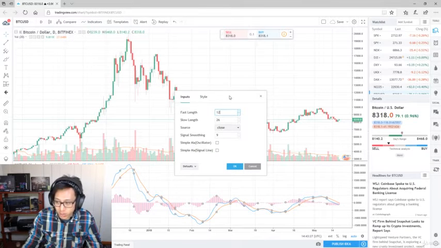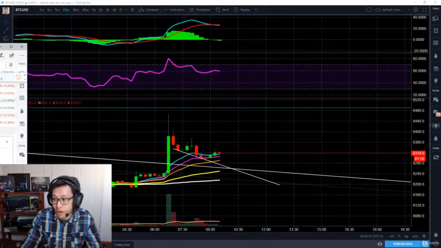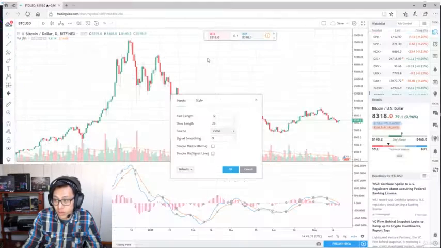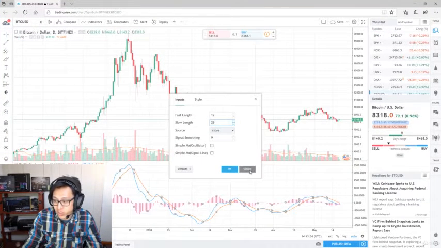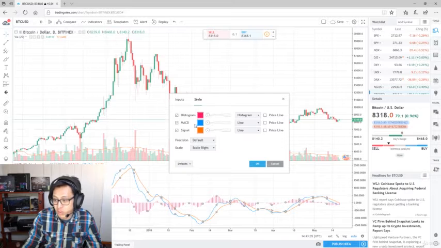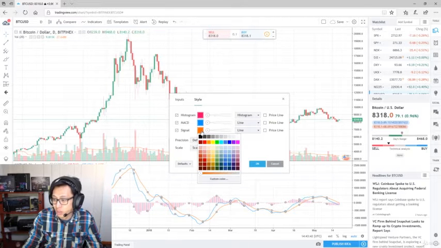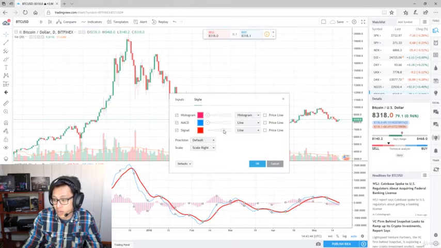You can change it to whatever color you like, right? I keep mine on red and blue. The red one is the longer moving average. This is the MACD right here. The orange one is the one I want long, so this one's going to be red. I keep it on red, I just want to be consistent. And this one here, I keep it on blue as well, just the default color.